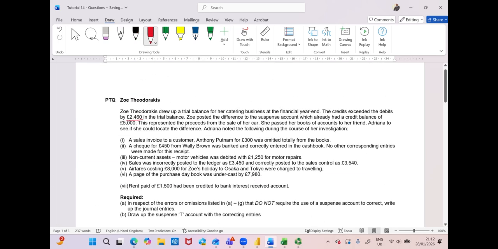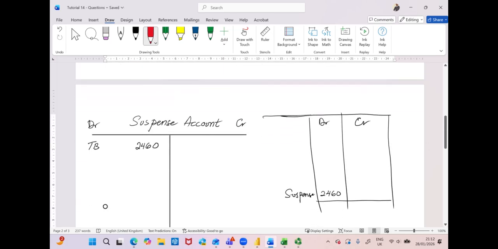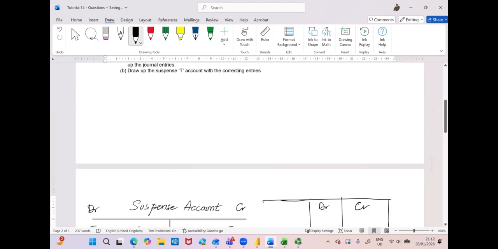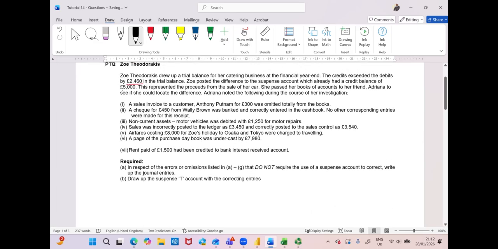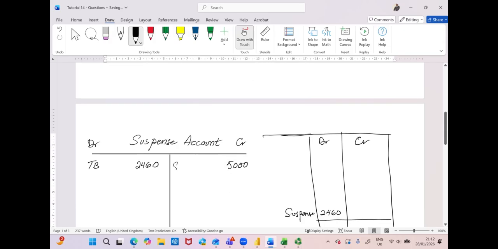Next, it says Zoe posted the difference to the suspense account, which already had a credit balance of £5,000. Okay, so we are told that there is already an opening balance of £5,000. Now I will write the details behind it, but let me read the question. It says this represents proceeds from the sale of car. Okay, so we can now write some details behind it: sale of car.